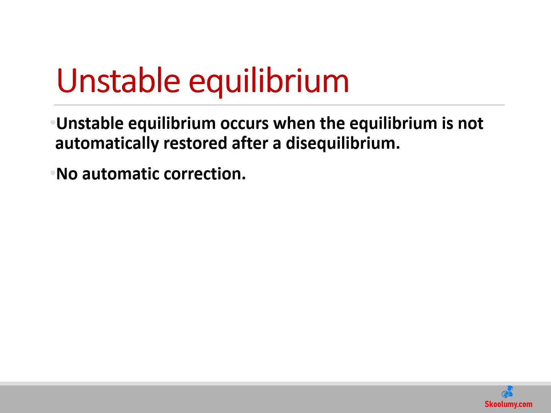Unstable equilibrium. There are situations where the equilibrium is not restored to the original level after a disequilibrium. Instead of self-correction, it is pushed further away from the original equilibrium.